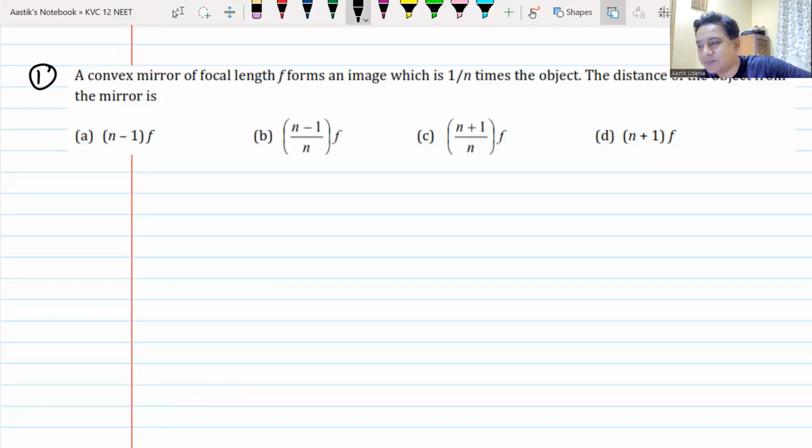A convex mirror of focal length f forms an image which is 1/n times the object. The distance of the object from the mirror is, and you have different options.